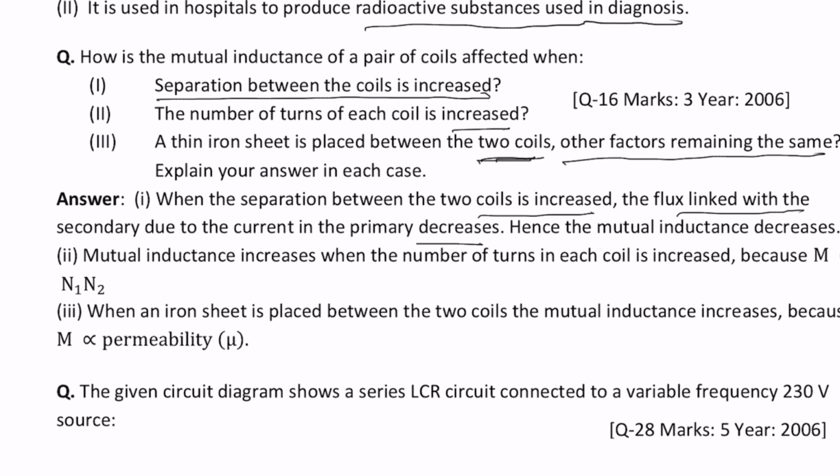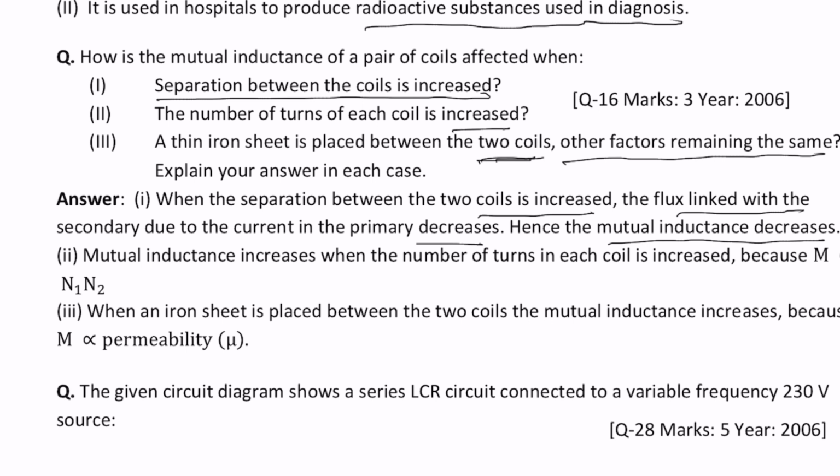So if the separation between the two coils is increased, the flux will be less dense in the secondary coil. As a result, fewer magnetic lines of force will cut the plane of the secondary coil, hence the mutual inductance decreases. First part is very clear.